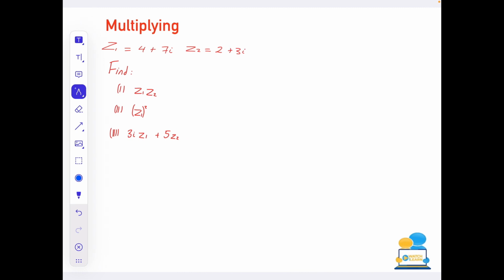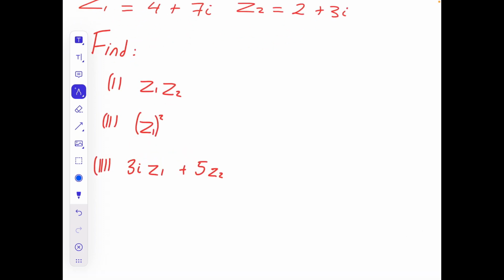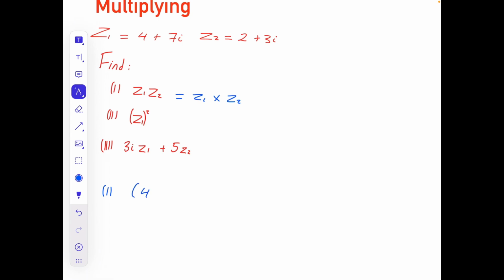Okay, now into multiplying. There's one rule in particular about this, but again, if your algebra is okay, there's only one rule you need to learn. Okay, so I have two complex numbers there. Z1 is 4 plus 7i, Z2 is 2 plus 3i, and the first question asks me for Z1 Z2. Now, really what this means is Z1 multiplied by Z2. I'm going to set this up in brackets, so it's going to be 4 plus 7i and 2 plus 3i. When we see things squished together like this, it means multiply.